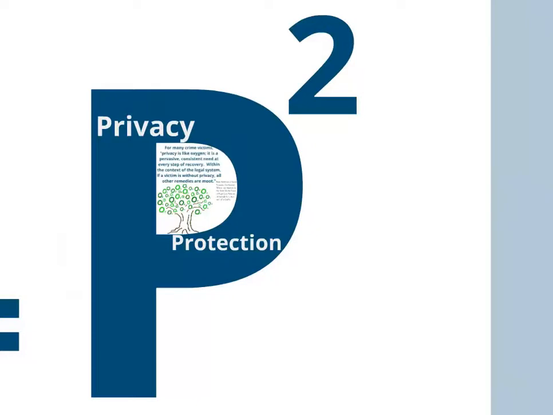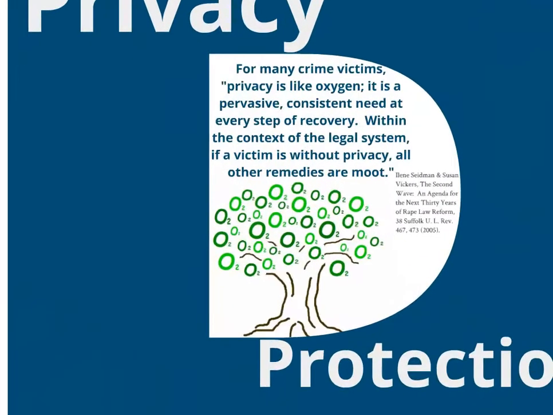Among other things, unwanted publicity can cause some victims to suffer additional trauma symptoms and interfere with the healing process. It may also have a chilling effect on the victim's willingness to report crimes. So, in that sense, privacy is very much like oxygen for many victims. It is critical to their recovery and their ability to access justice.